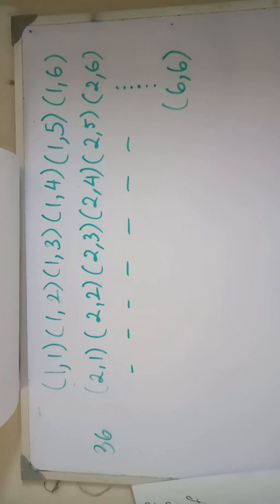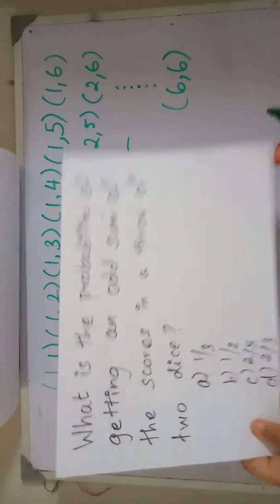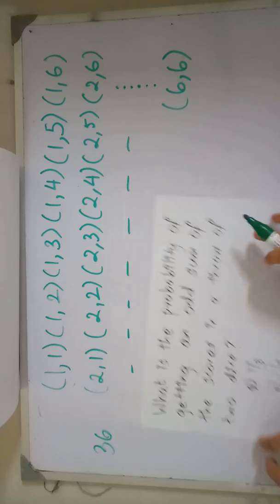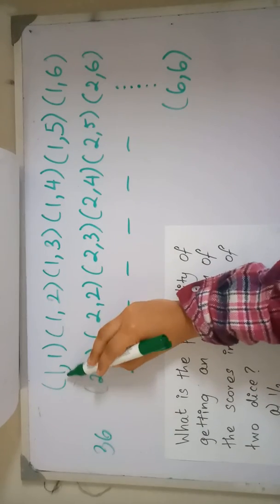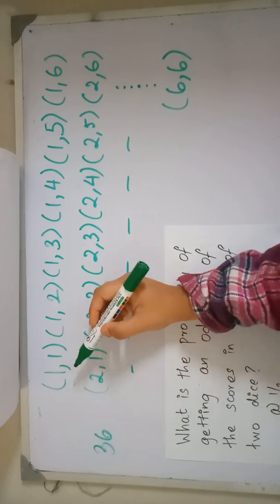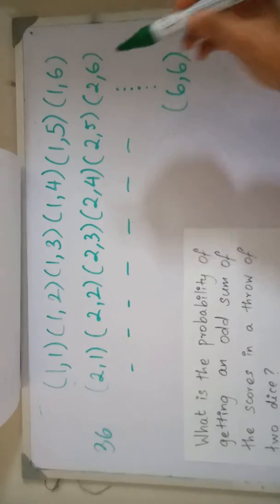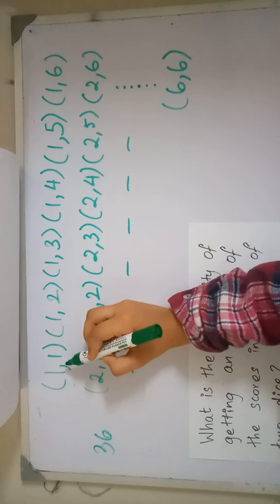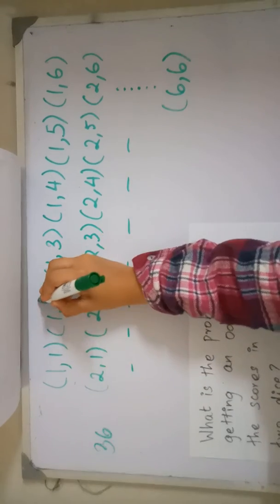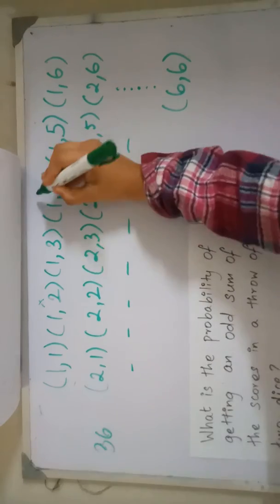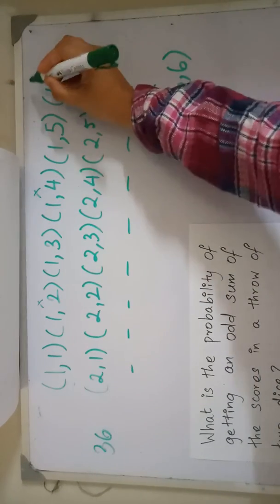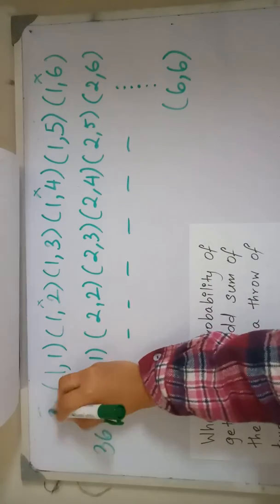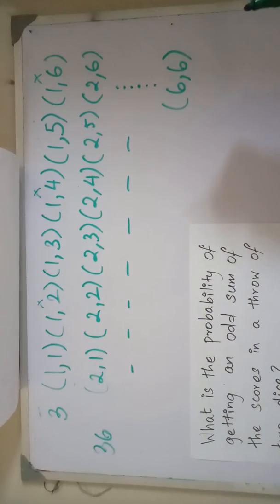Now the question asks you, what is the probability of getting an odd sum of the scores? So an odd sum will be if you add both of these numbers and you get an odd number. So let's see how many of these have an odd number. Let's look at this. 1 plus 1, this is not odd. It gives 2, which is even. This gives odd, this doesn't, this is odd, this doesn't, and this is odd. So in this row alone, we have 3 odd outcomes.